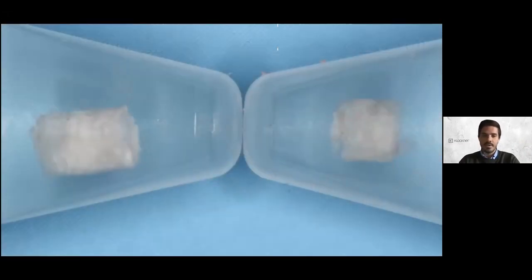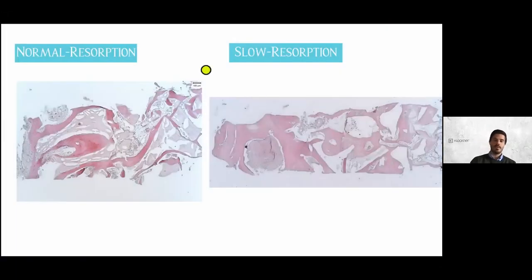And those were the biopsies. And this is the histomorphometric analysis of both sides. Remember, normal resorption. You can see here the bone mineral units, called osteons as well, and immature bone like this in most of the biopsy. So we can say that this part is mature bone, but there is more immature bone on the normal resorption side. However, on the slow resorption side, we can see more osteons, more bone mineral units than on the other side.